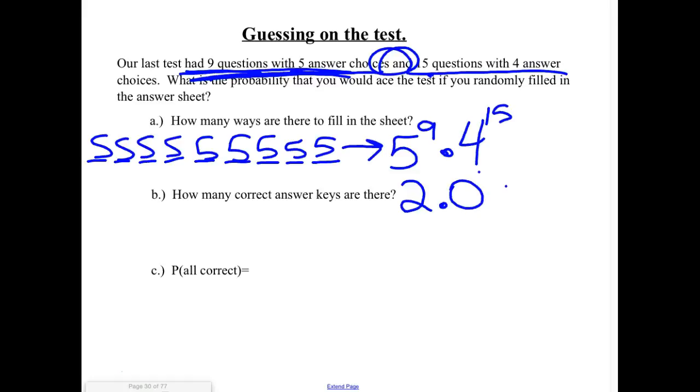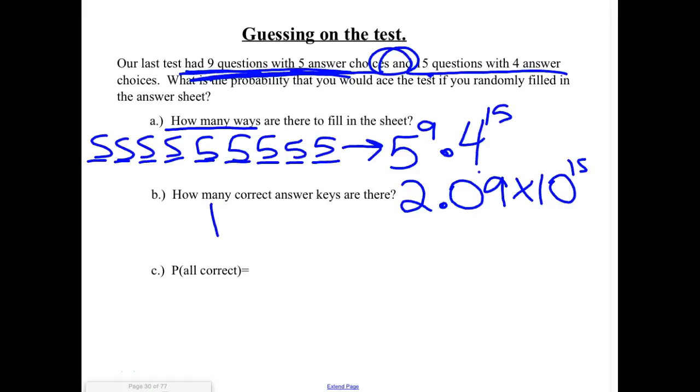And we are going to have 2.09 times 10 to the 15th. So those are all the different ways we could fill in our test if you just randomly filled it in. Okay. Now, how many correct answer keys are there? Well, for each problem, there's only one answer that's correct. That's the one nice thing about math, that there's one right answer and then several wrong answers.